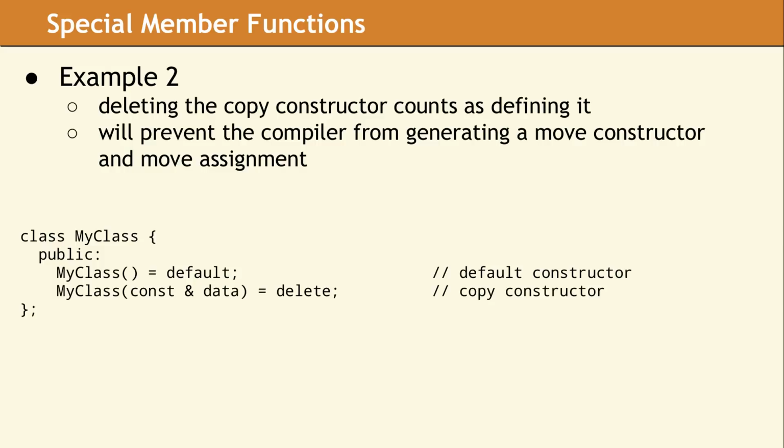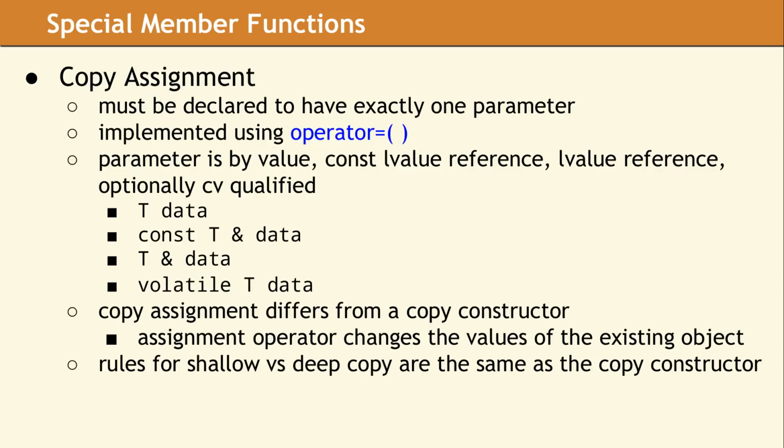The copy assignment operator is another special member function and very similar to the copy constructor. The main difference is that the copy assignment operator is used to copy the value from an existing object to another existing object, whereas the copy constructor is used to make a new object and then copy values into it from some existing object.